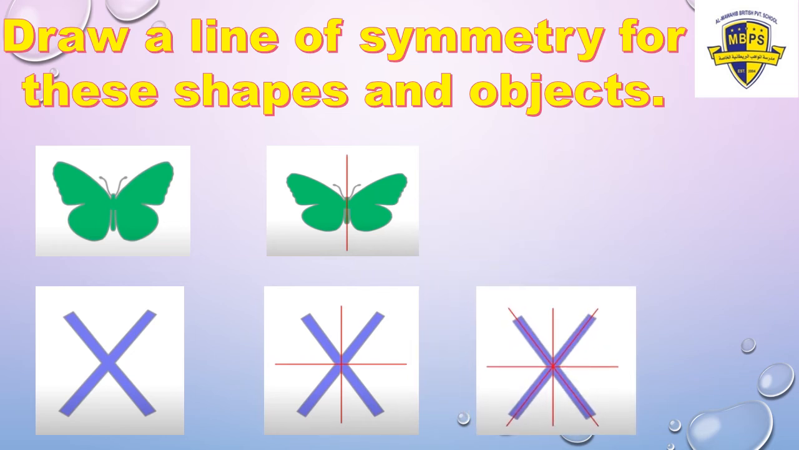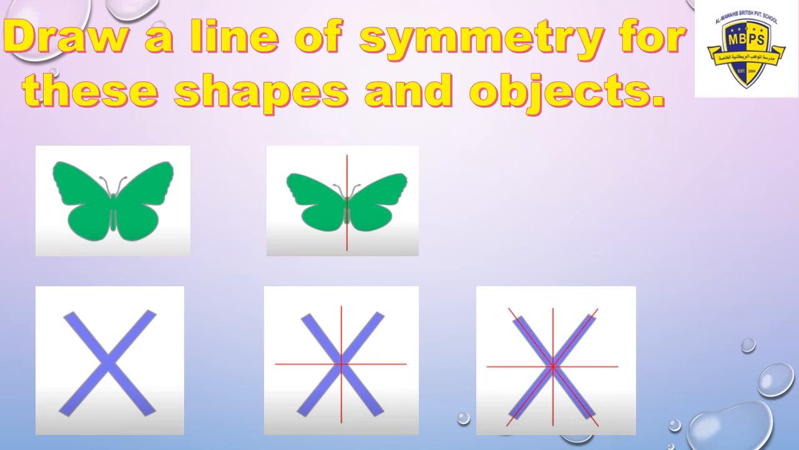Okay students, let's start. Now here we have to draw a line of symmetry for the shapes and the given objects. Now before we start, what have we studied about line of symmetry? Let's revise. Very good. Line of symmetry is that line which can be divided equally on both the sides.